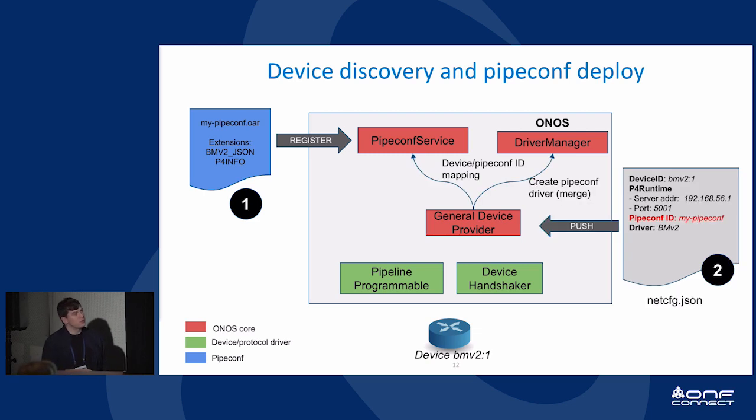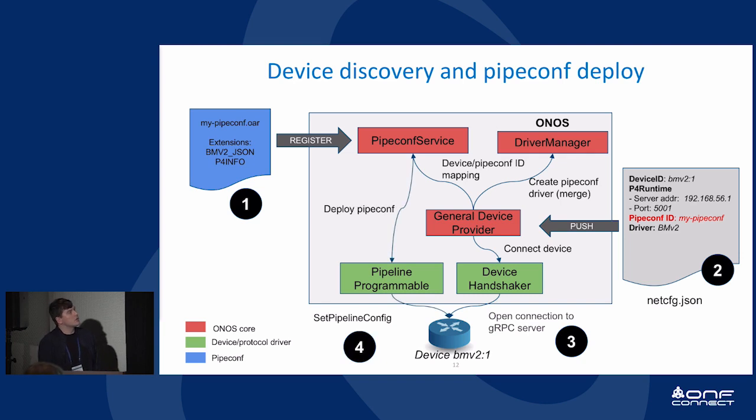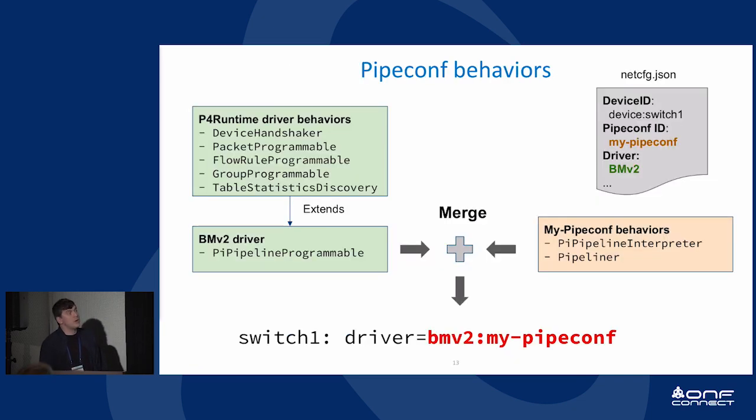Second, you push to ONOS a JSON file, the network configuration file, in which, for a given device, you provide the IP address and port of the P4 runtime server, the ID of the Pipeconf you want applied to the device, and the driver. In this case, this is a BMV2 device, so we're using the BMV2 driver. After you do this, ONOS will take care of opening a gRPC connection to the device, and then a Pipeconf service will deploy the Pipeconf. We also have an operation called Pipeconf driver merge, performed by the driver manager, and I will explain what it is now.